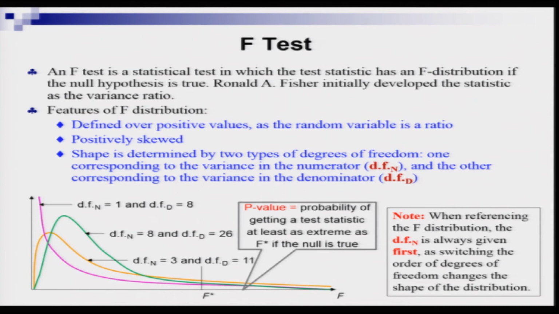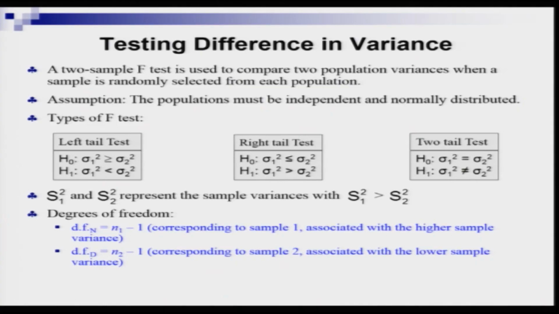Now, we are going to look at one example of an F test, and that is when we want to compare two population variances. We do not know the true values of the population variances, but we want to draw some inference based on the sample variances. So, how do you conduct a statistical test to solve this problem? Here a two sample F test is used to compare two population variances when a sample is randomly drawn from each population.